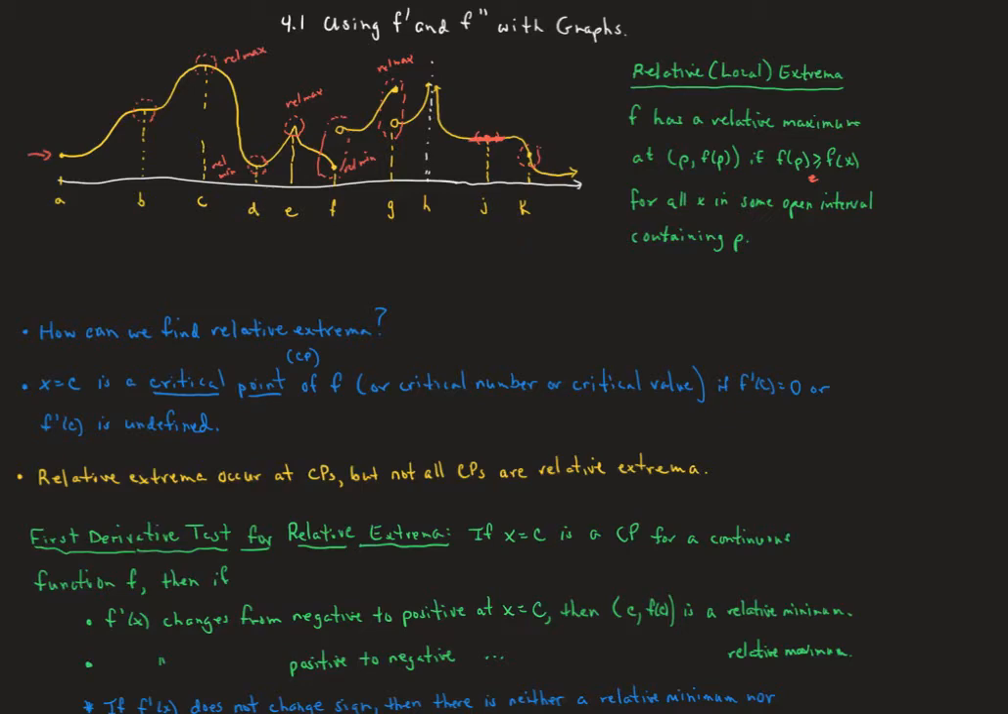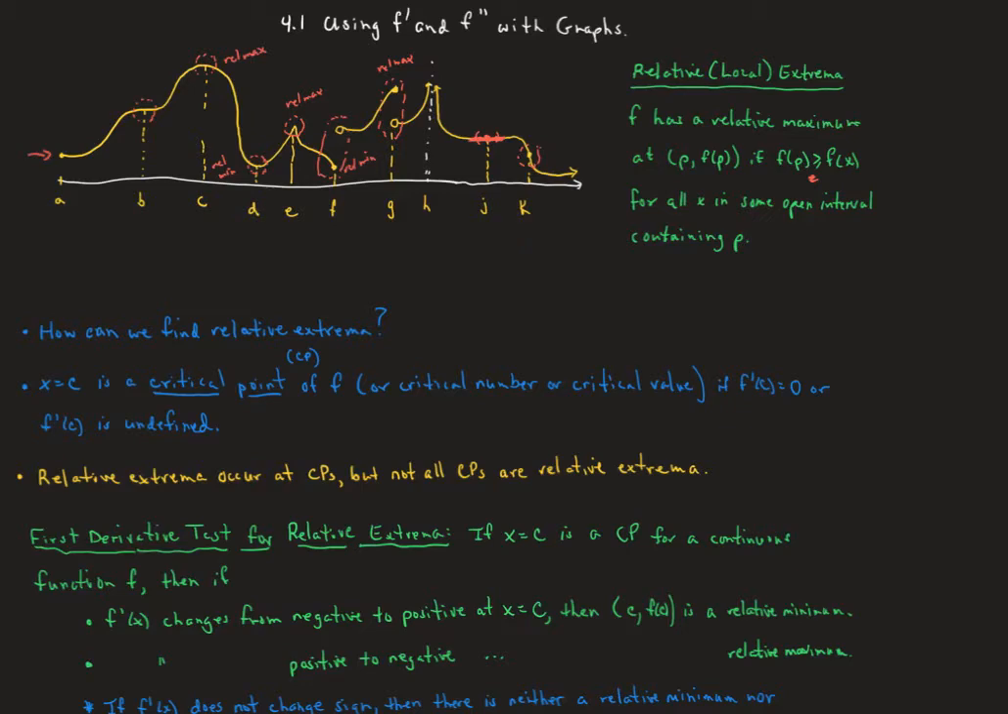Okay, so that was to clarify what we mean by a relative minimum and a relative maximum. Now, how do we find them? How can we use calculus to find a relative minimum or a maximum? Well, first we're going to talk about what we're going to call a critical point.